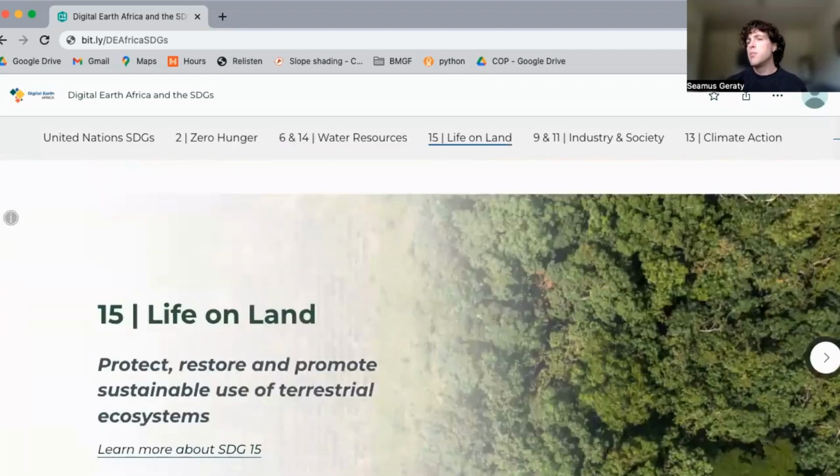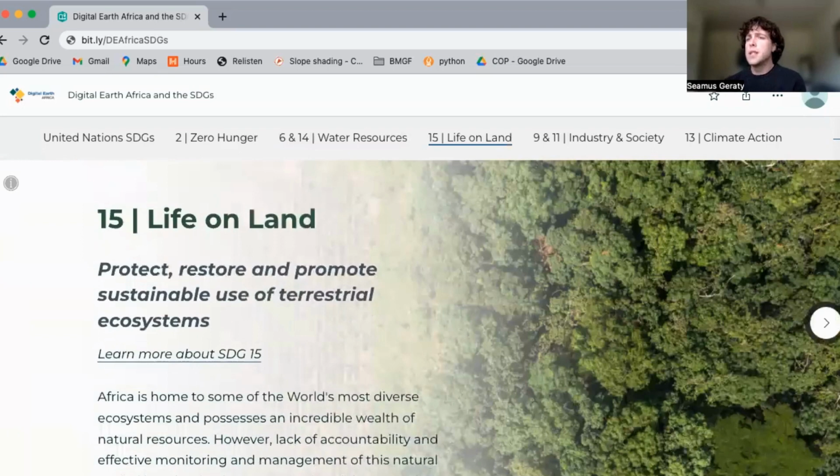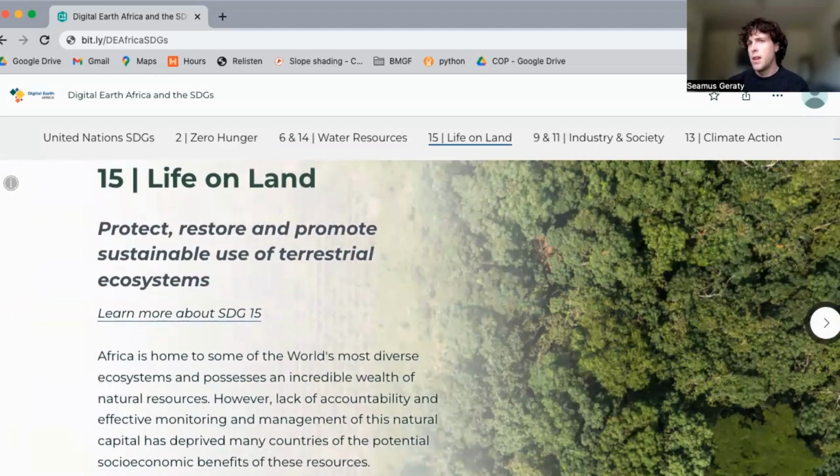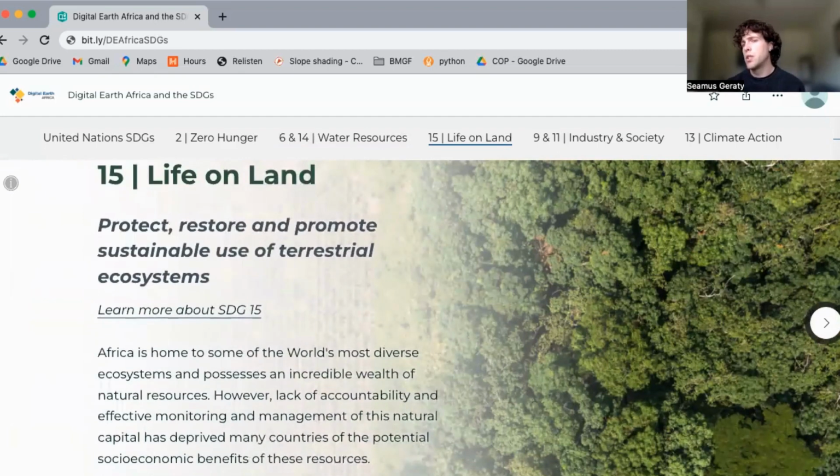SDG 15 pertains to life on land and seeks to protect, restore, and promote the sustainable use of terrestrial ecosystems. As we all know, Africa is home to some of the world's most diverse ecosystems and possesses an incredible wealth of natural resources. Lack of accountability and effective monitoring and management of this natural capital has deprived many countries of the potential socioeconomic benefits of these resources. Digital Earth Africa has tools and a platform that can help.